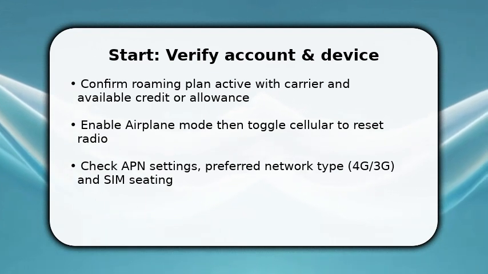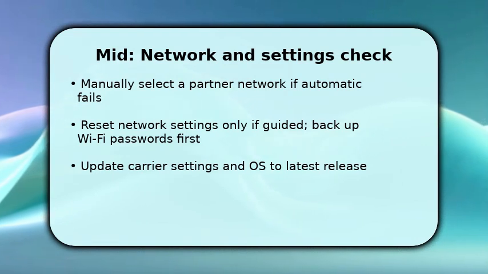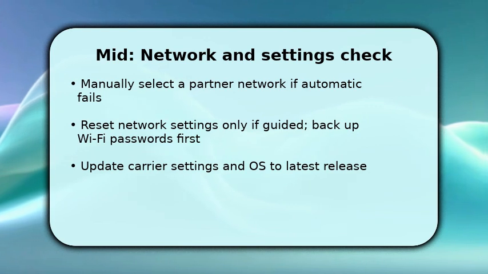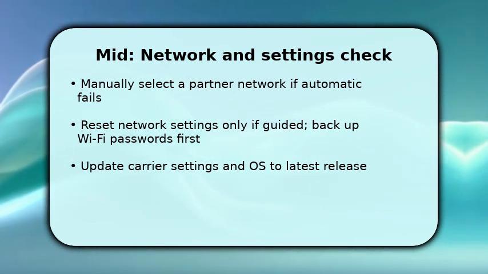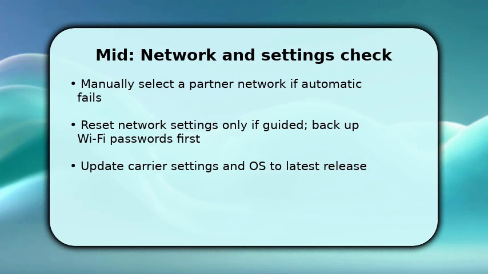Once initial checks are complete, try manual network selection. Pick a known partner operator in the list to force registration. If manual selection fails, review roaming options in your plan and toggle data roaming on and off. This restarts PDP context negotiation.